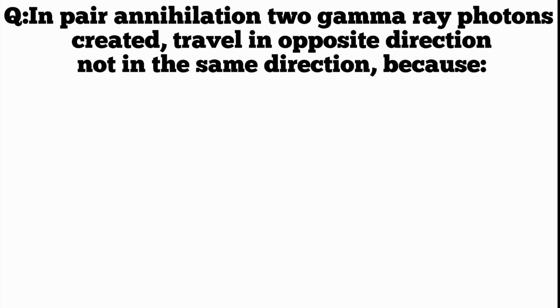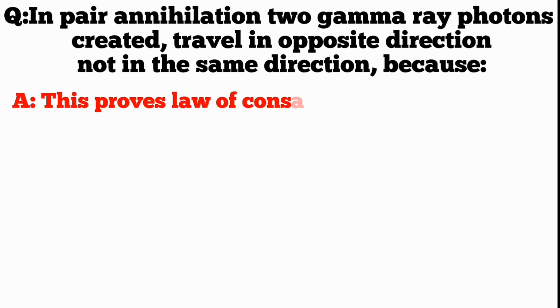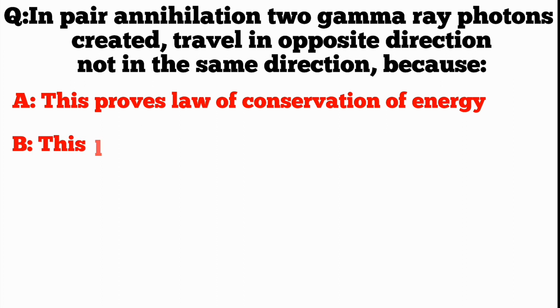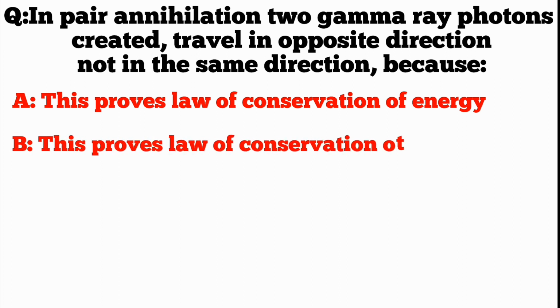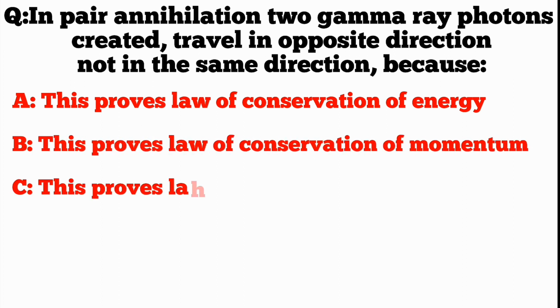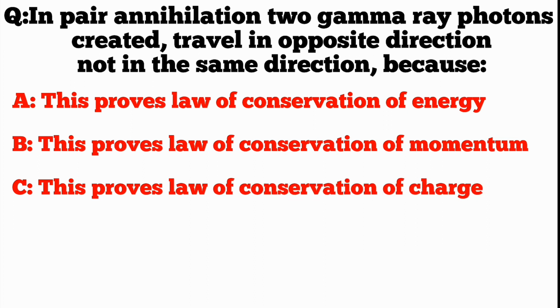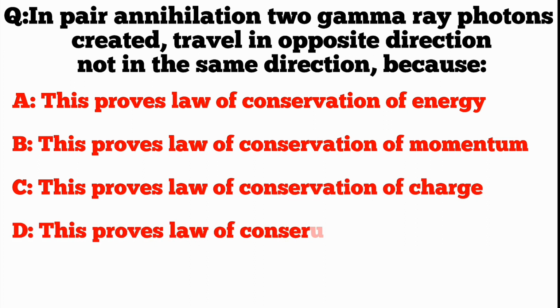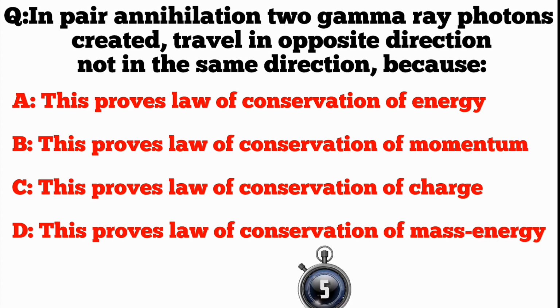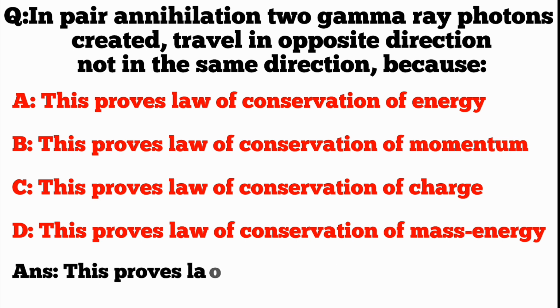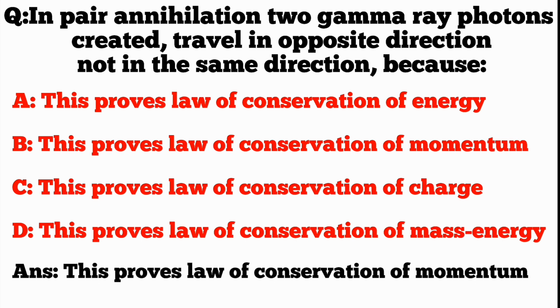Q. In pair annihilation, two gamma-ray photons created travel in opposite directions, not in the same direction, because: A. This proves law of conservation of energy. B. This proves law of conservation of momentum. C. This proves law of conservation of charge. D. This proves law of conservation of mass energy. Answer: This proves law of conservation of momentum.